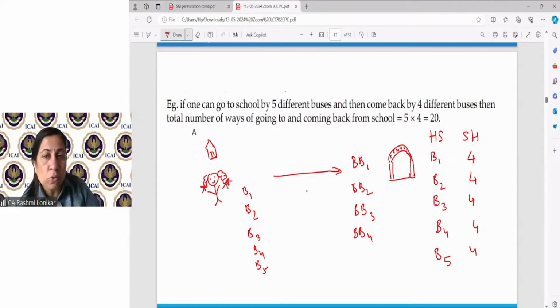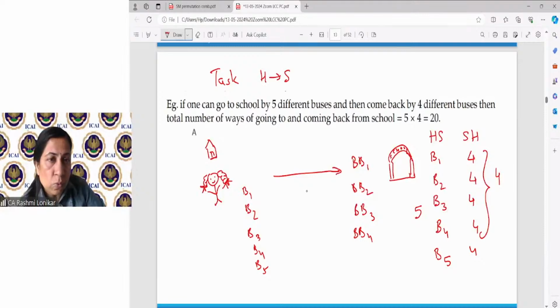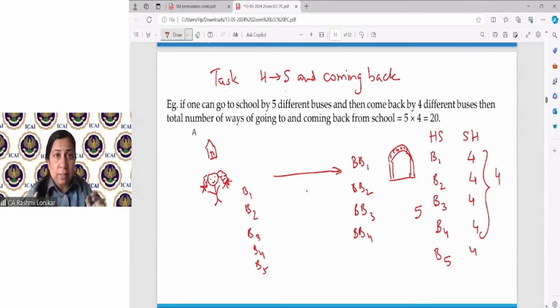So from home to school, how many choices do I have? 5. And while coming back, how many choices do I have? 4. So what is the task? Going from home to school and coming back. Home to school and coming back is one task.